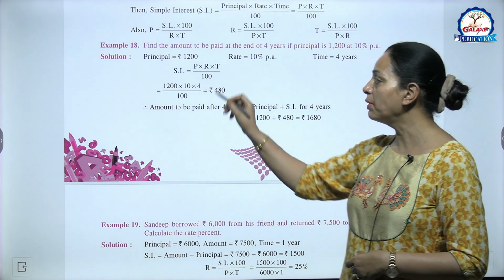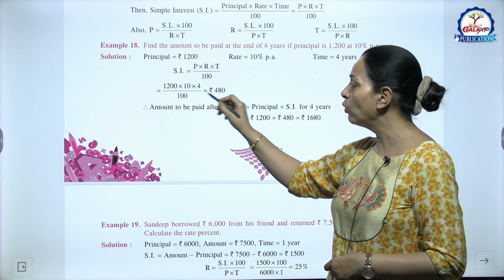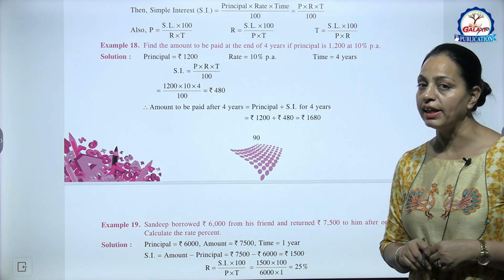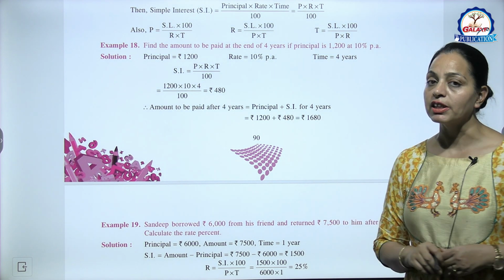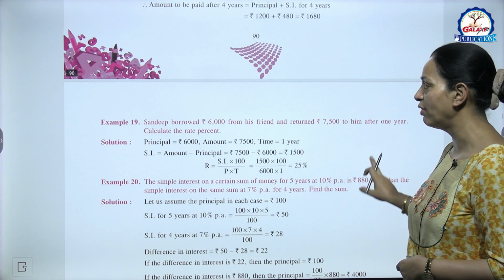So principal is 1200, rate is 10% per annum, time is 4 years. So find out simple interest, P into R into T by 100. Just substitute the values. So what is that? This is rupees 480 simple interest. Now amount is P plus I. So 1200 plus 480, that is rupees 1680, right?